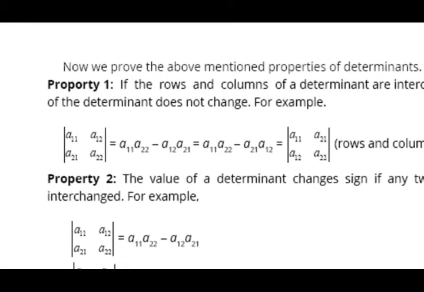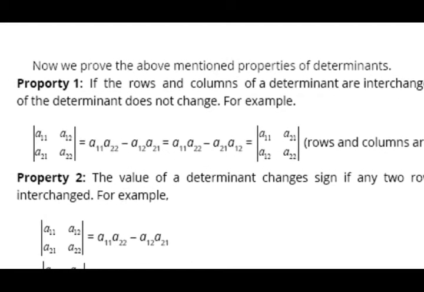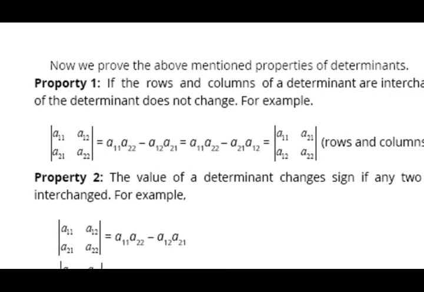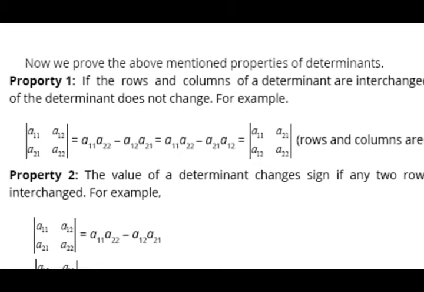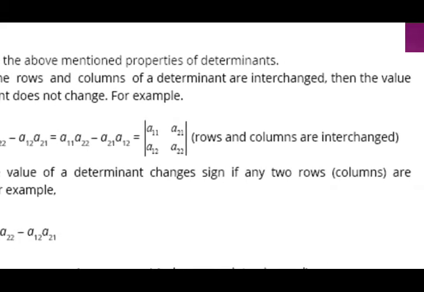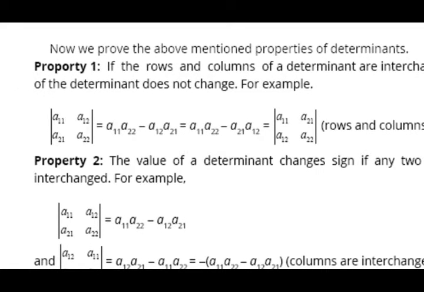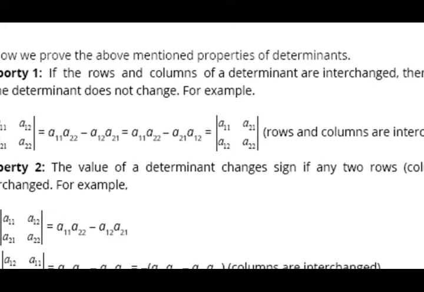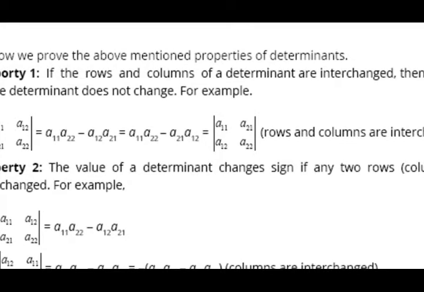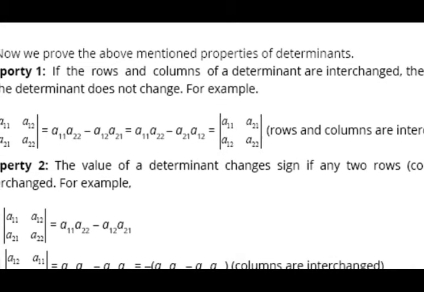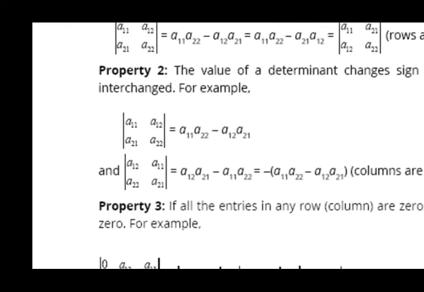Now I prove the above mentioned properties of determinant. In the first property, if rows and columns of a determinant are interchanged, then the value of the determinant does not change. For example, we find the determinant of the first values, then we change their rows and columns, and again we find the determinant, the answer is the same.